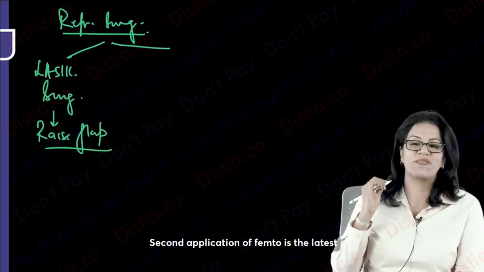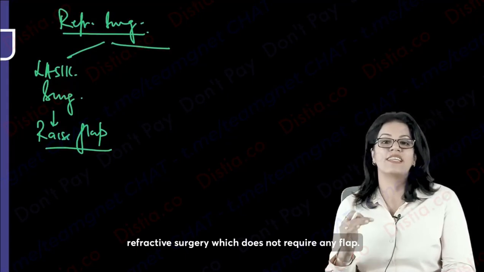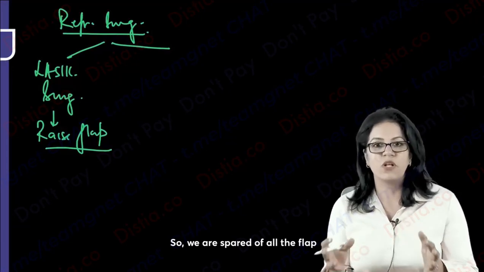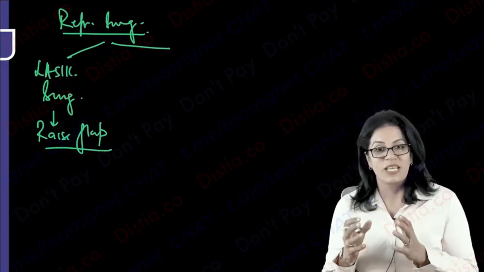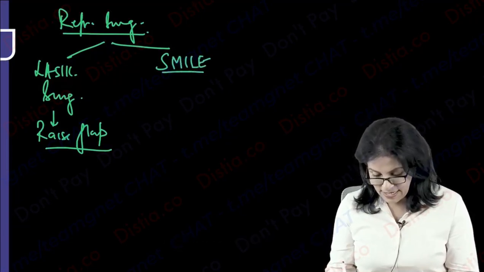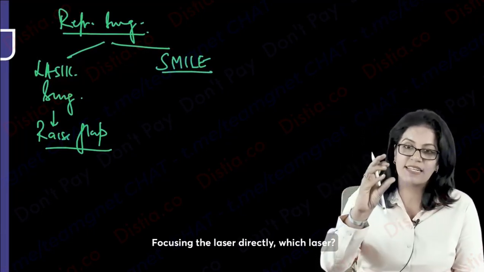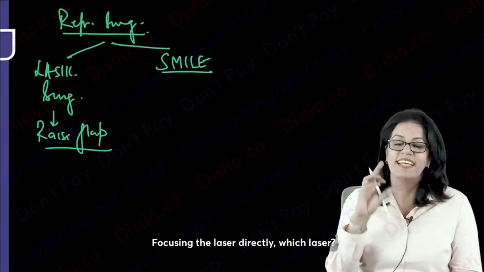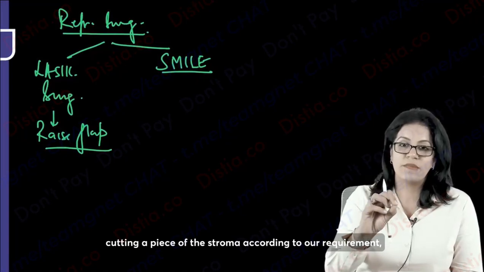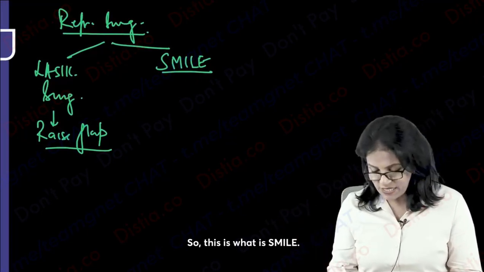Second application of femto is the latest refractive surgery which does not require any flap. It's a flapless surgery, okay? So we are spared of all the flap-related complications. This is called the SMILE procedure. In the SMILE procedure, we focus the femtolaser directly on the stroma, cutting a piece of the stroma according to our requirement, make a small incision and take out that piece. So this is what SMILE is.